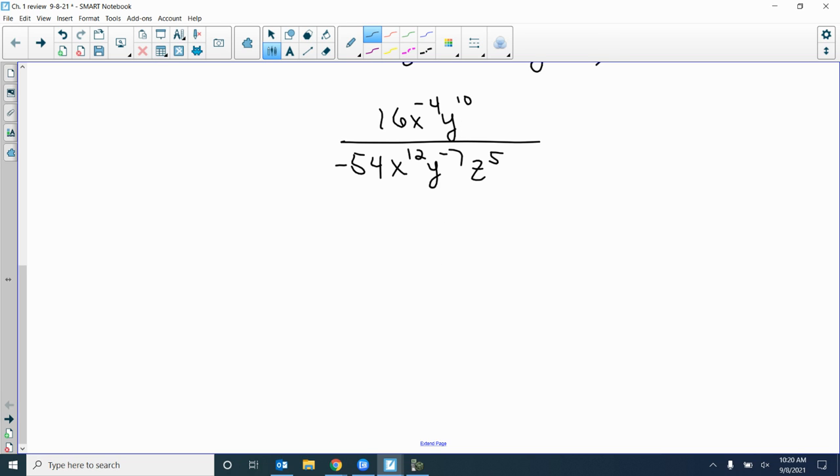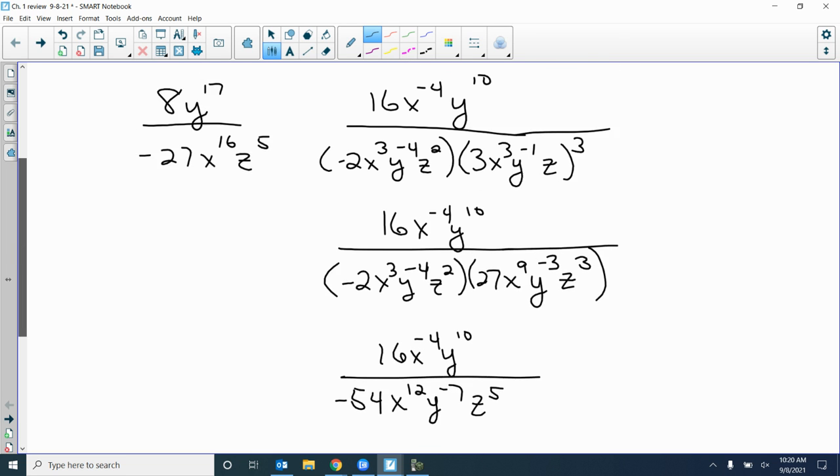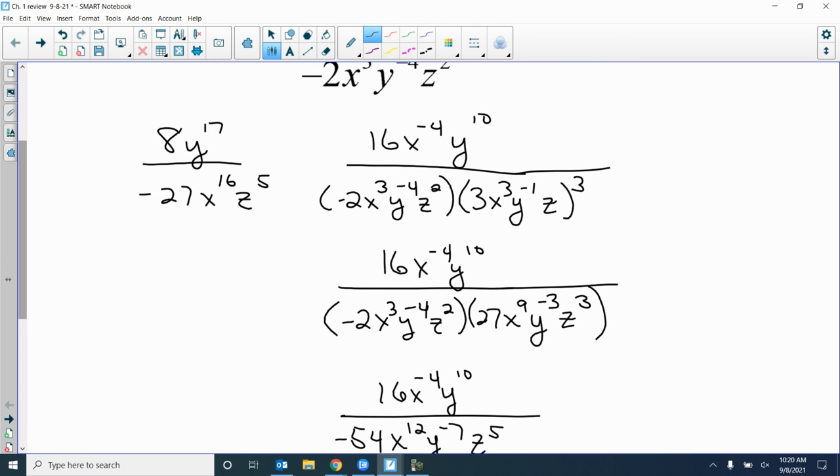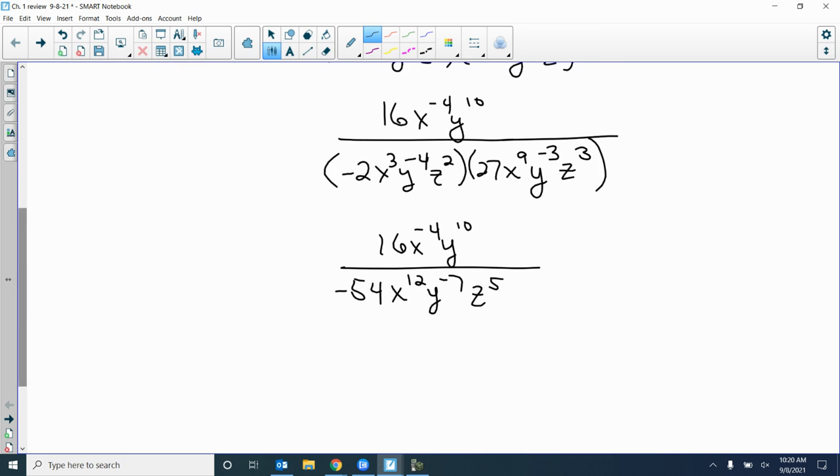Z to the 5th. 16 over 54. Now, the whole thing is going to be negative. You can make the negative with the 8. It doesn't have to be the 27. It doesn't matter. Just the whole thing needs to be negative. You could have actually divided 16 by negative 2 and gotten 8 there. It doesn't matter how you get there, but it's going to be 8 over 27 when you reduce.